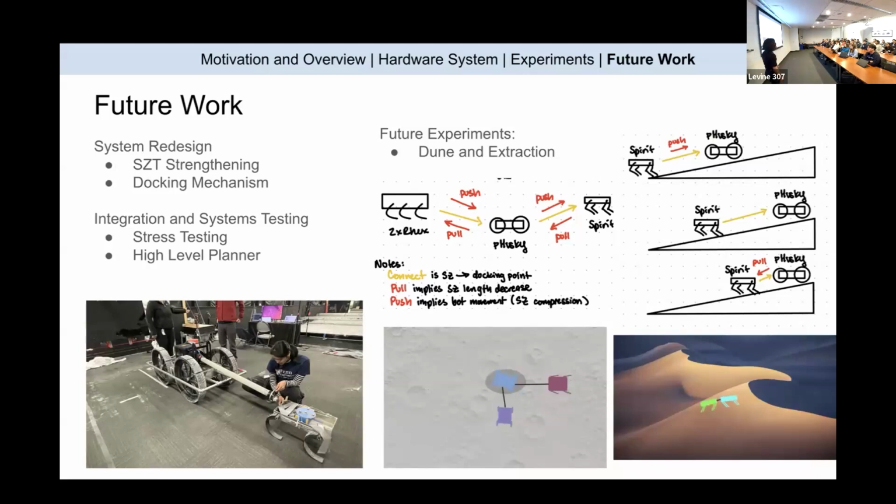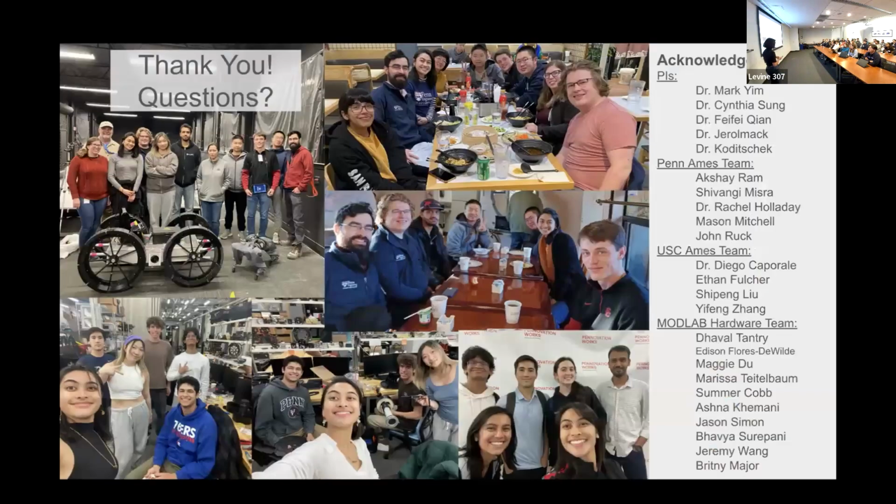It's a lot of system redesign, and moving forward, it's more integration and systems testing to get the 3-bot, multi-bot heterogeneous system up and running. A lot more work on the controls and planning. And then for our future experiments, we hope to do both of those two maneuvers that I outlined earlier, both the extraction test and one of the June tests that will be up over the summer, and then out in November is going to be our final demo with the extraction one.